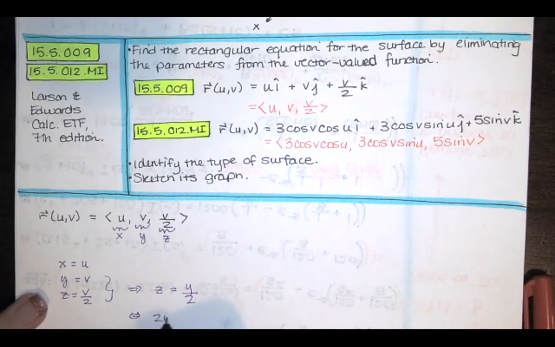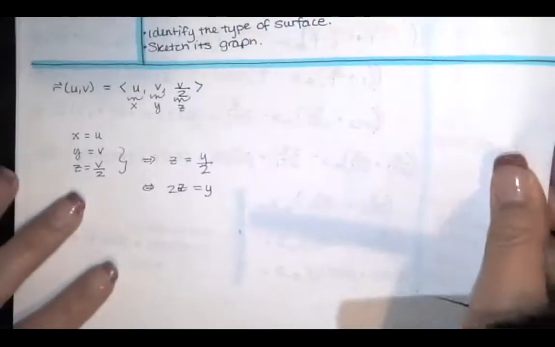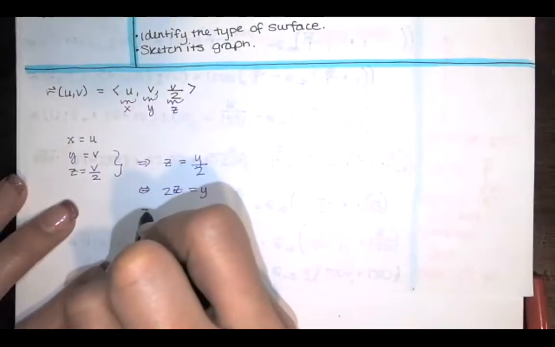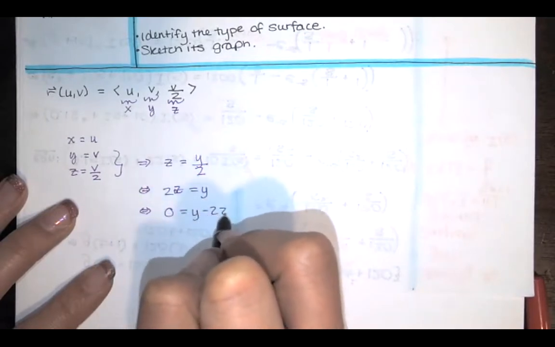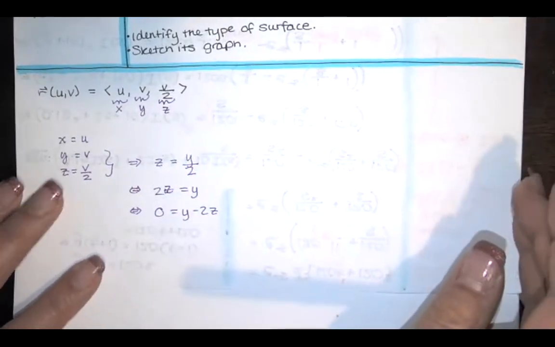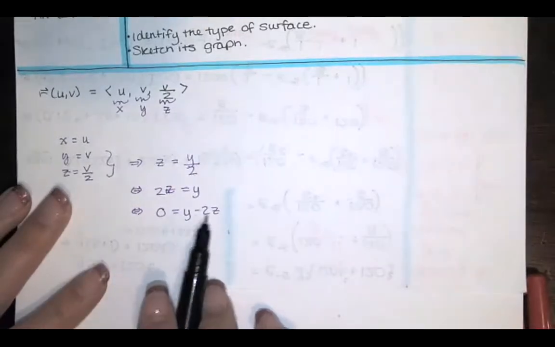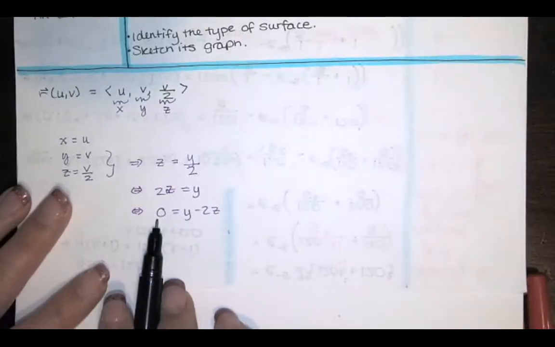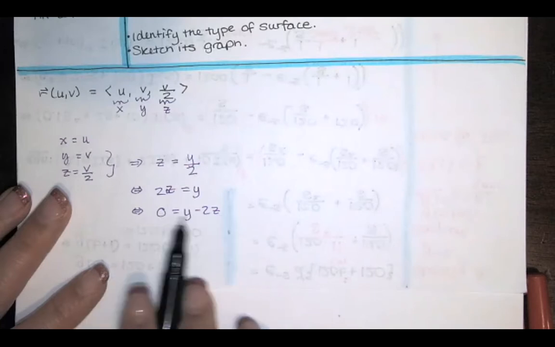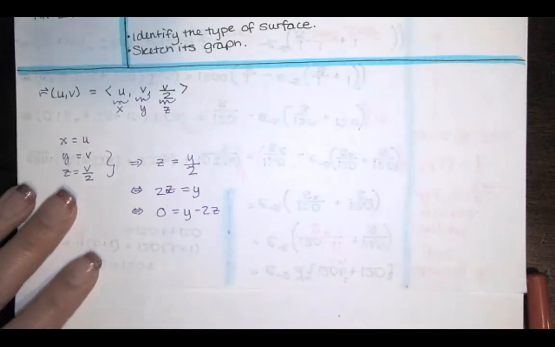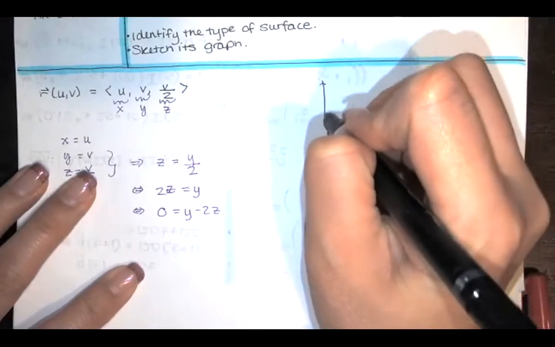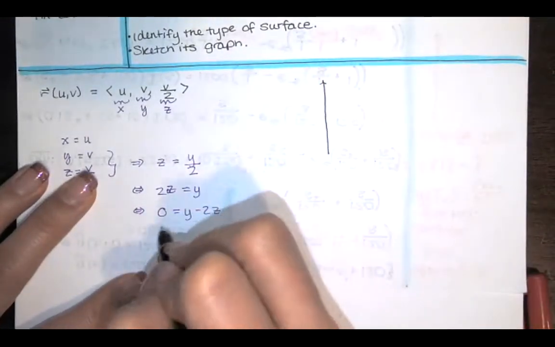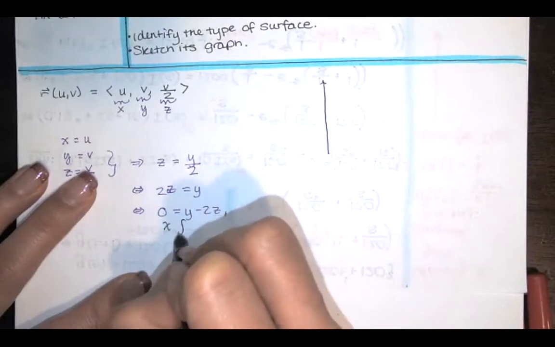Now, typically, we would see the equation in this way. Let's multiply both sides by 2. And let's subtract the 2z from both sides. And we see we have a plane. And when y and z are 0, we get 0, so that satisfies the equation of the plane. And there is no x in this, so x is free to be anything.